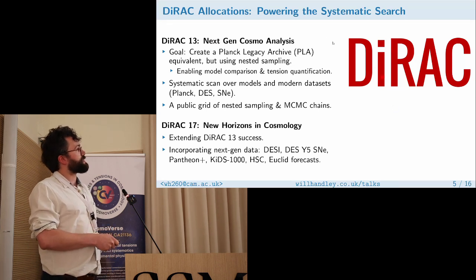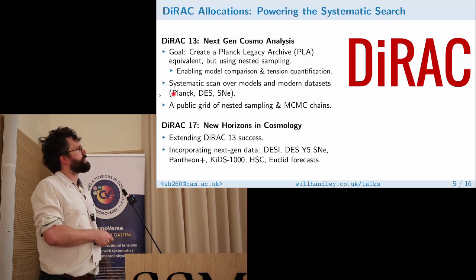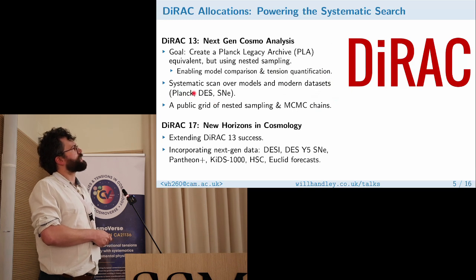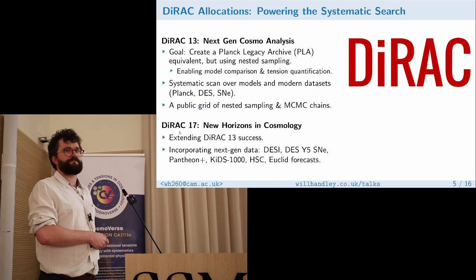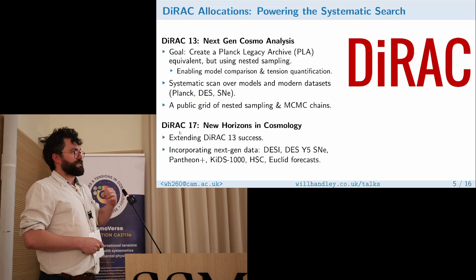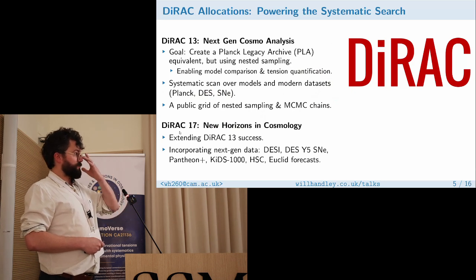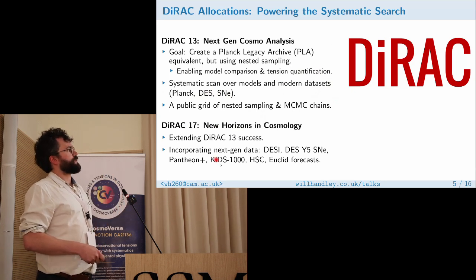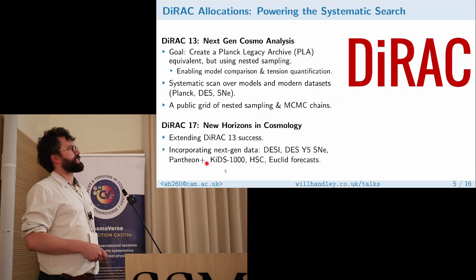So basically we have a systematic scan over models and modern datasets. This modern always starts to look out of date the moment we put it on the slide. But here, for now, the stuff that's ready is Planck, weak lensing, and supernovae things. And we're now in the process of extending this to the new ACT, DESI, and upgraded supernovae data that have arisen in the meantime, and the other weak lensing sets that are now reaching legacy status, so KIDS Legacy, HSC, and hopefully Euclid at some point in the near future.